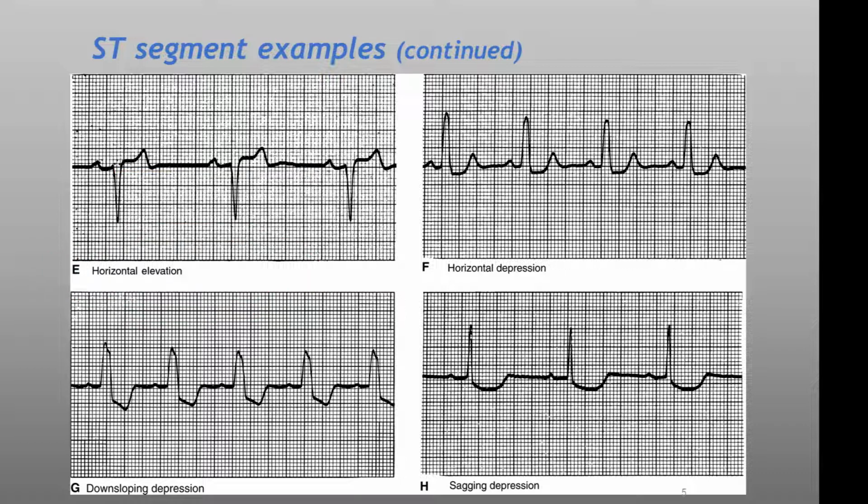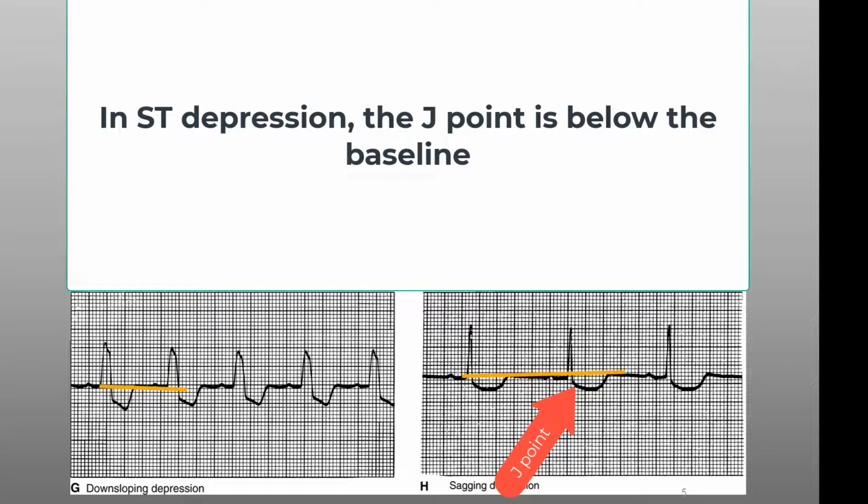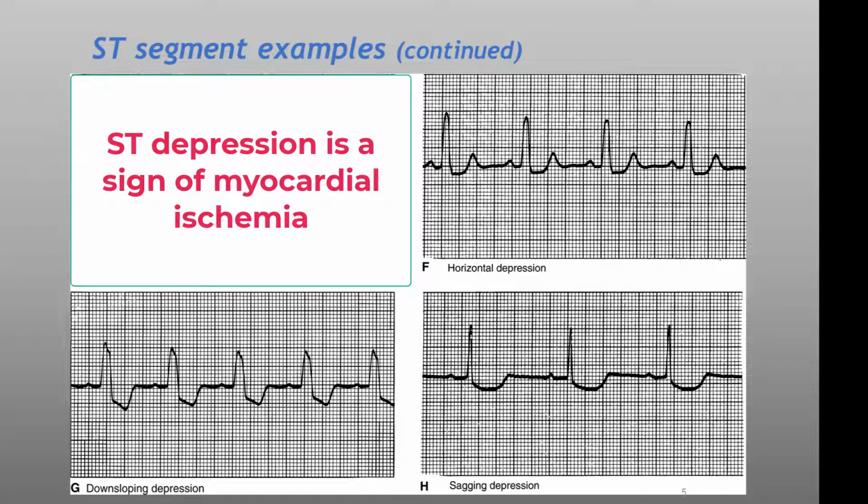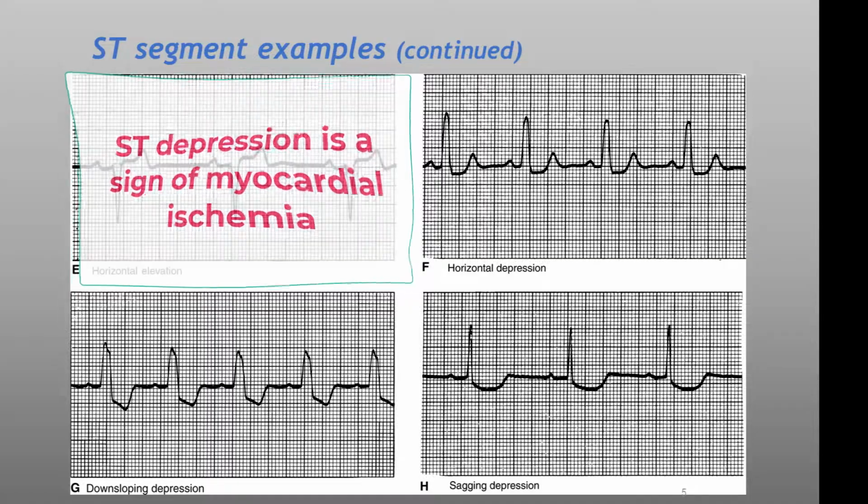ST depression is identified in a similar way as we identify ST segment elevations. The only difference is that in ST depression, the J point or the ST segment lies below the established baseline. Look at frames F, G, and H. They demonstrate various patterns of ST depression. ST depression in general is a manifestation of myocardial ischemia. We will focus on ST elevations.